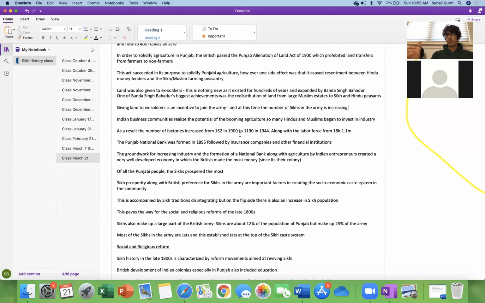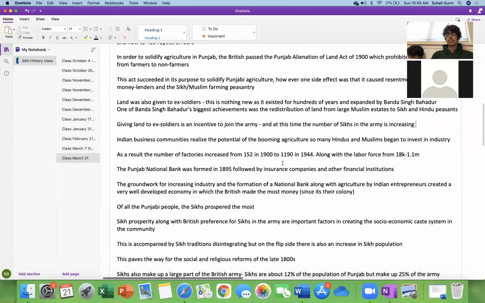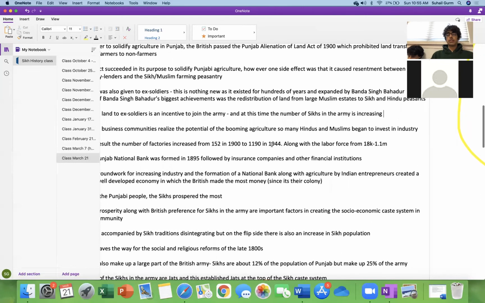This is going more later on, but in 1900, you had about 150 factories in India. And by 1944, you had almost 1,200. So about 150 to 1,200 factories from 1900 to 1944. It's like a 1,000 factory increase in 45 years.